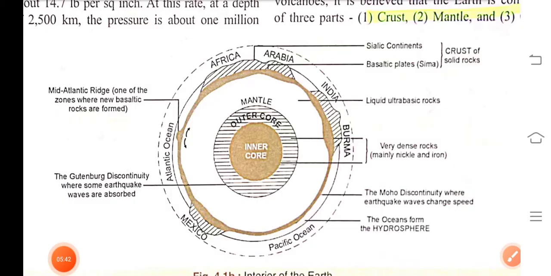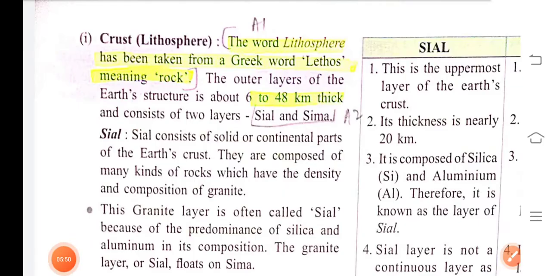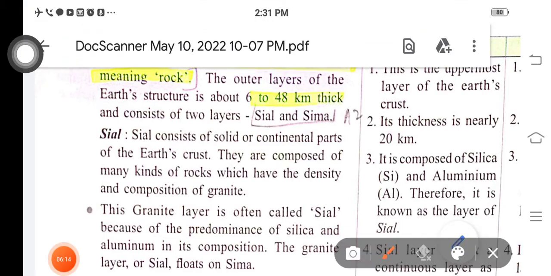So let's come back to this diagram. Here everything is given in summary actually. Now we are going to discuss the layers of the earth in detail. First we are going to discuss the crust, that is the lithosphere. The word lithosphere has been taken from the Greek word lithos, meaning rock. The outer layer of the earth's structure, the crust, is about 6 to 48 kilometers thick.